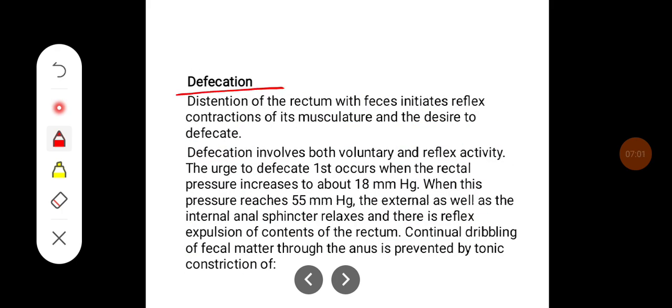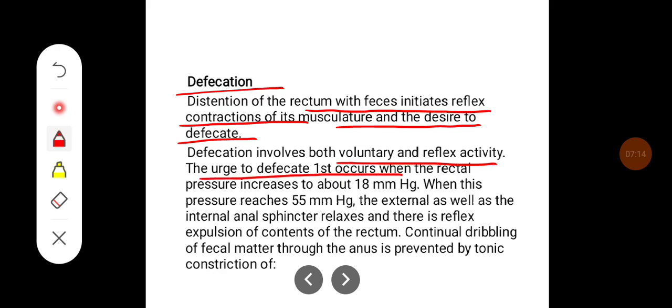Defecation. Distension of the rectum with feces initiates reflex contraction of its musculature and the desire to defecate. Defecation involves both voluntary and reflex activity. The urge to defecate first occurs when rectal pressure increases to about 18 mm of Hg. When this pressure reaches 55 mm of Hg, the external as well as the internal anal sphincter relaxes and there is a reflex expulsion of the contents of the rectum.